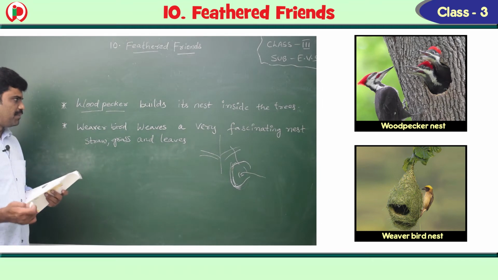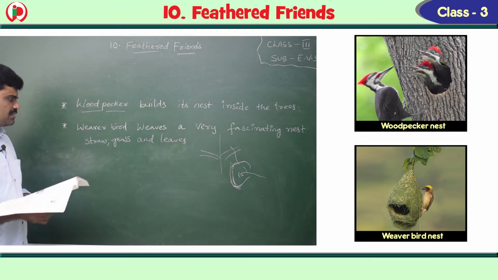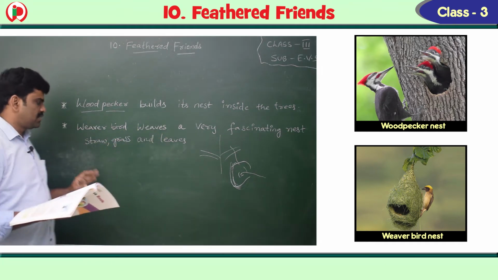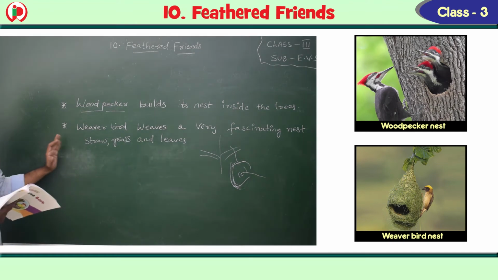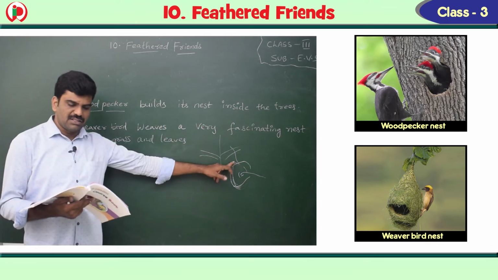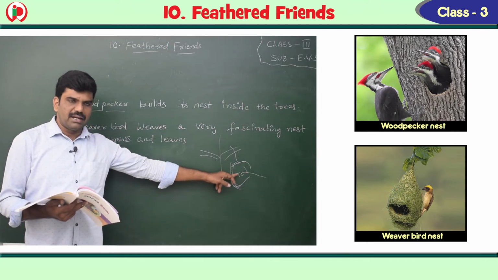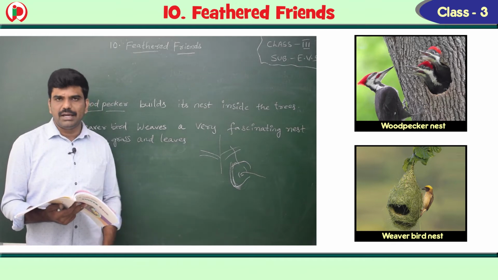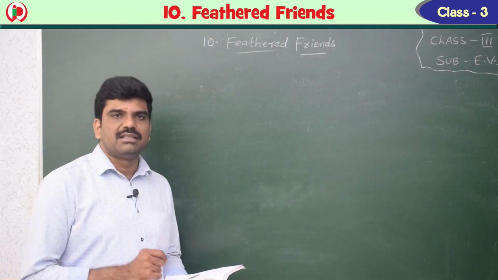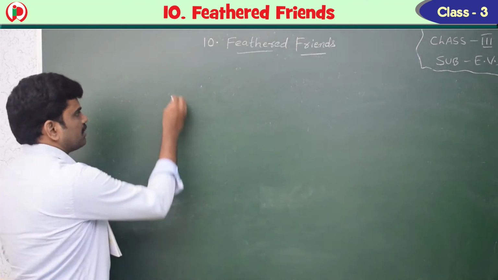So once again I repeat, woodpecker builds its nest inside the tree. The weaver bird weaves a very fascinating nest. It uses straw, grass and leaves. The nest hangs from the branch of a tree. It has an opening at the lower end. Children, so far we have seen the woodpecker and the weaver bird. Now let's see the tailor bird.